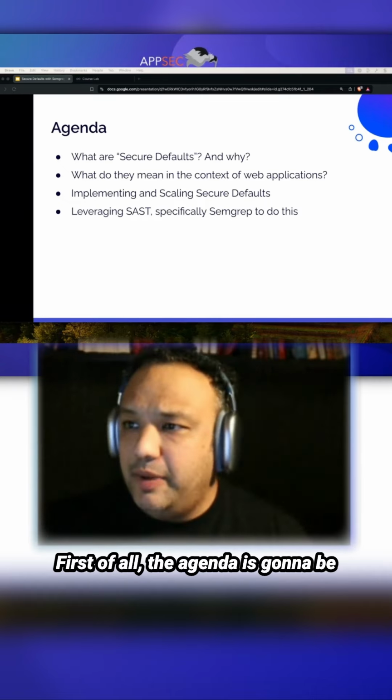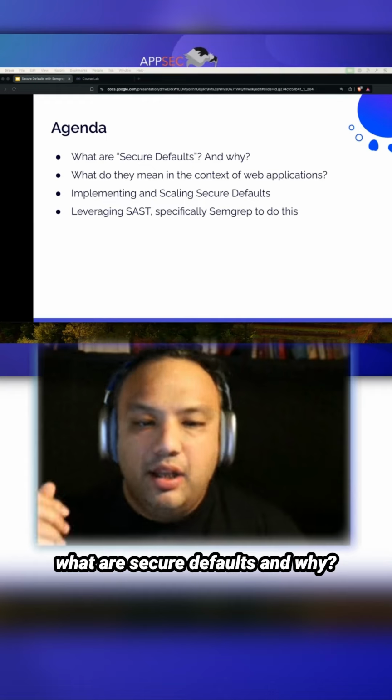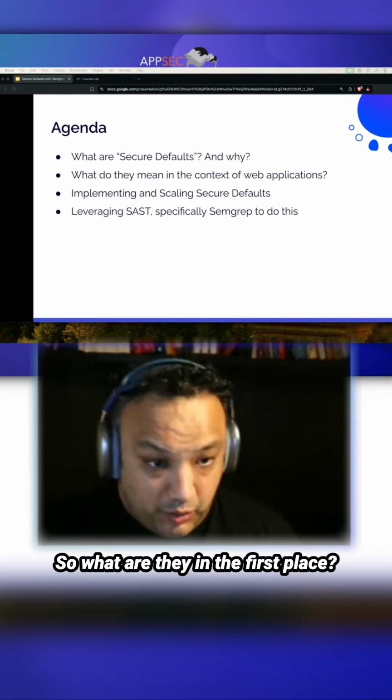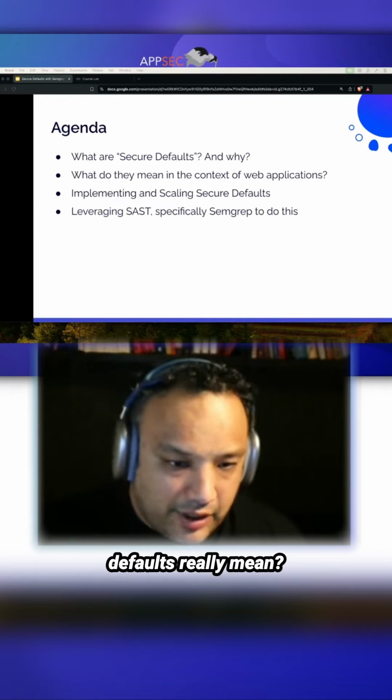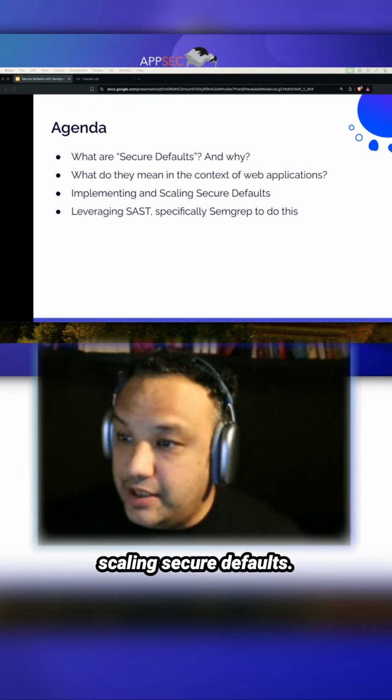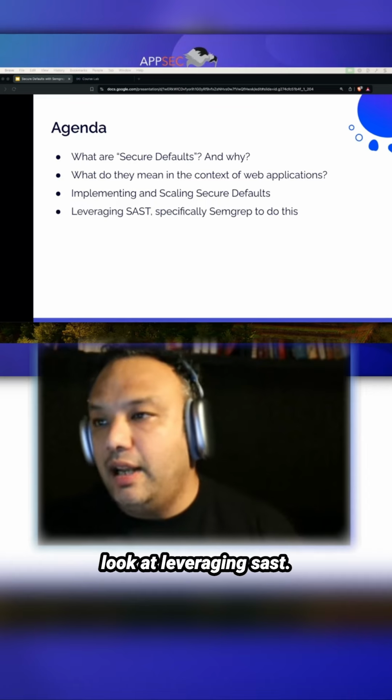First of all, the agenda is going to be: what are secure defaults and why? What do they mean in the context of web applications? So what are they in the first place? What does secure defaults really mean? Implementing and scaling secure defaults, and of course, finally, we'll look at leveraging SAST.